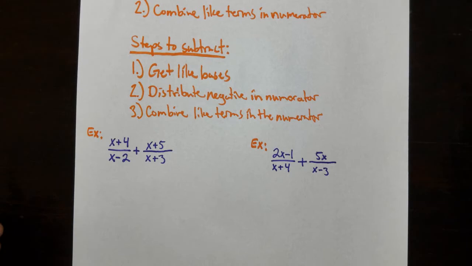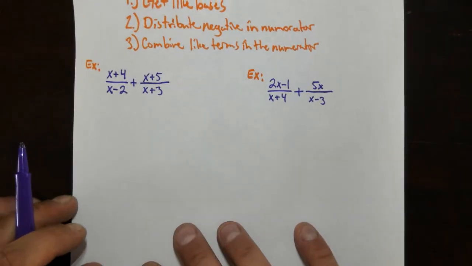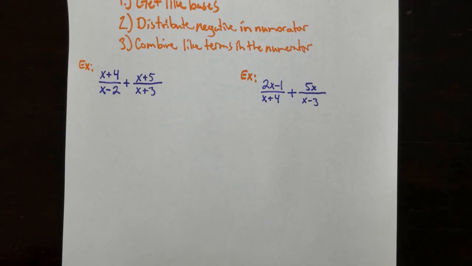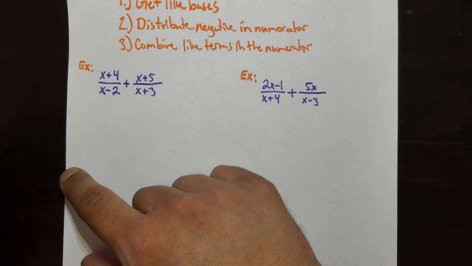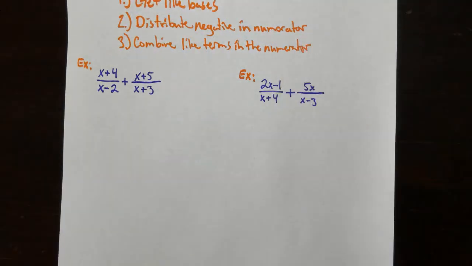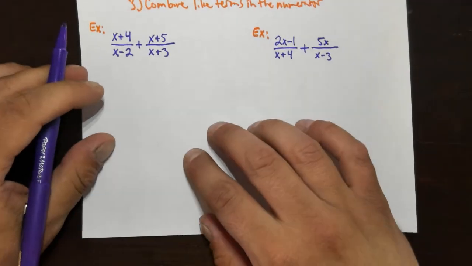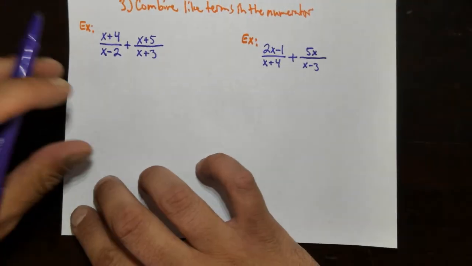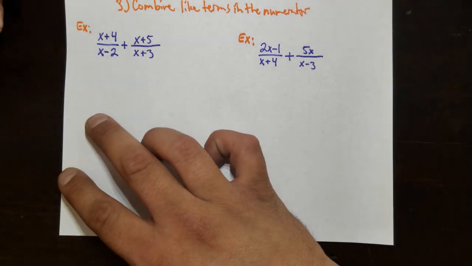So let's get straight to some examples here. I have 3 of each, so we're going to be doing 3 additions and 3 subtractions. I'm getting low on my colors here. Okay, so let's see, what are we doing?